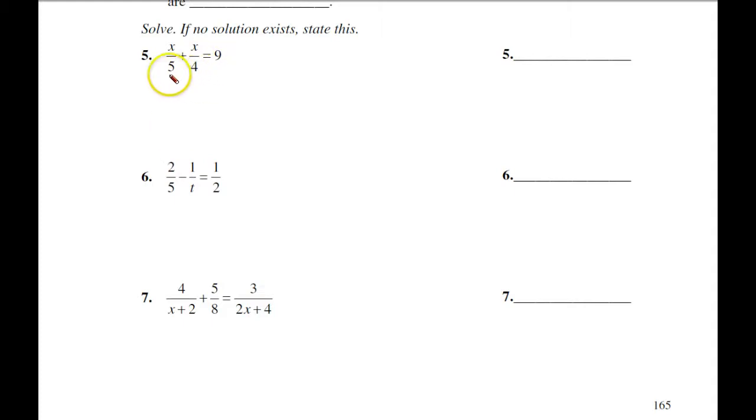For instance, to get rid of the fractions here, what is my least common multiple? And the answer is 20. So we're going to multiply each term by 20. How about in number 6? What's my least common multiple? So here it would be 10t.